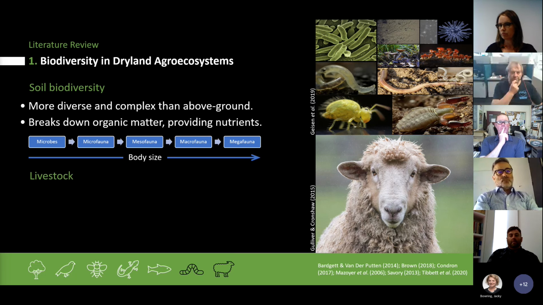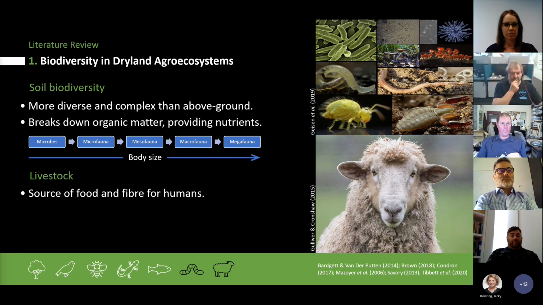And then finally looked at livestock, a key element of an agroecosystem, you'd think. Livestock species in dryland agroecosystems include alpacas, llamas, beef cattle, milking cattle, deer, goats, horses, poultry, pigs, a whole lot of them, and sheep. Livestock provides food and fibre for human consumption and also food for wildlife as well.